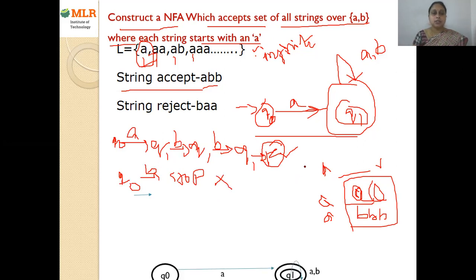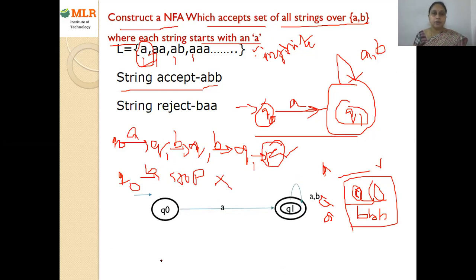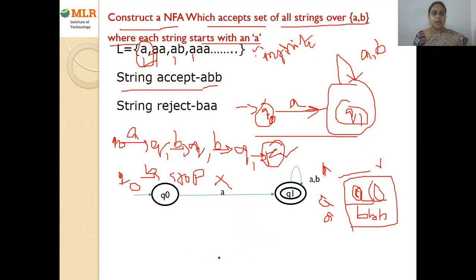Now, you can see the actual diagram of how we represent the NFA that accepts the set of all strings over {A, B}, where each string starts with A. In this way, you can have the representation of NFA for strings ending with A, containing A, or starting with AB. Like this, we have seen the problems with DFA, and the same thing can be represented in NFA also.